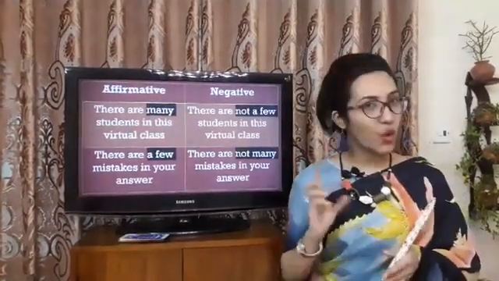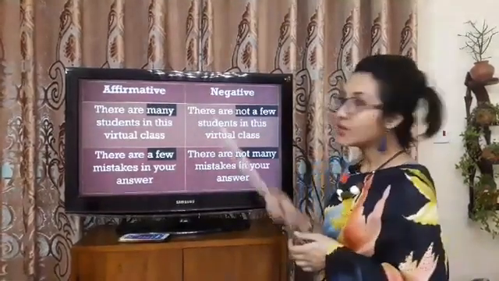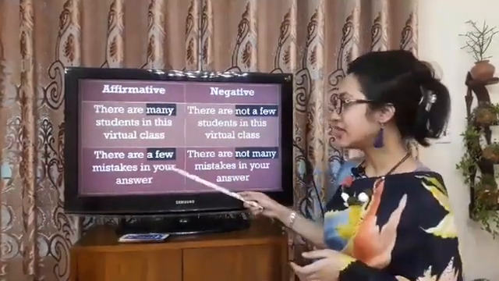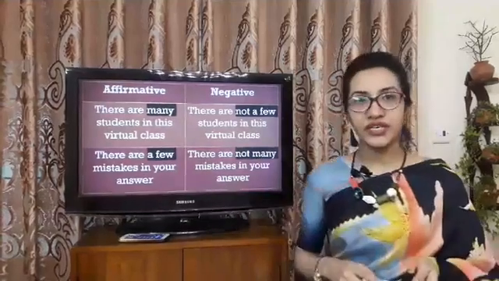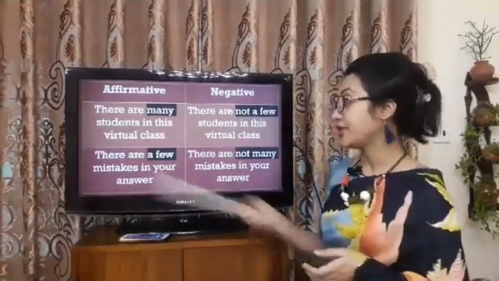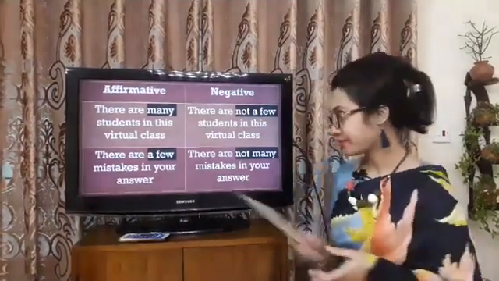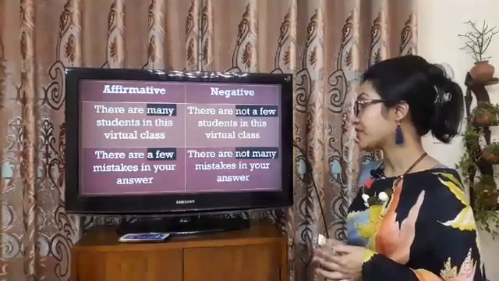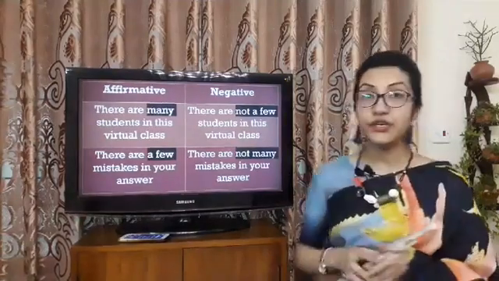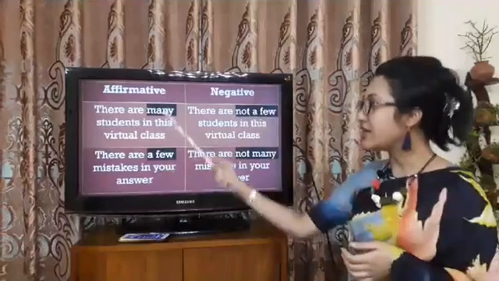তার মানে এই ক্লাসে খুব কম সংখ্যক স্টুডেন্ট নেই. Now what you have to focus on here is in the next sentence we have just written another adjective, which is a few. There are a few mistakes in your answer. And in negative, we have written there are not many mistakes in your answer. So, dekhe onekta mone hocche na, it's just interchangeable.